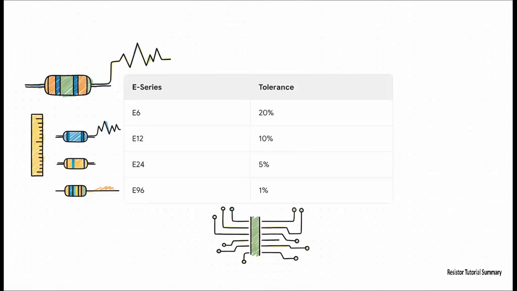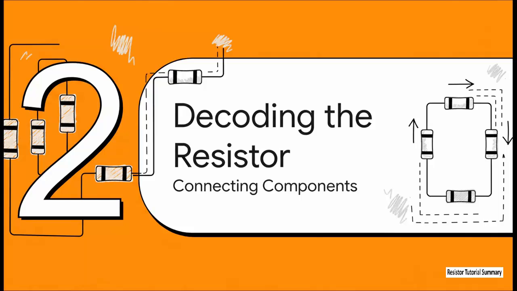And this precision is all standardized into what we call E-series. You can see here as that E number gets higher, the tolerance gets way tighter. An E6 resistor, for example, has a pretty wide 20% tolerance, which is totally fine for simple circuits. But something like a high-precision E96 resistor, that's accurate to within 1%, which is absolutely critical for really sensitive electronics, like scientific measuring equipment.